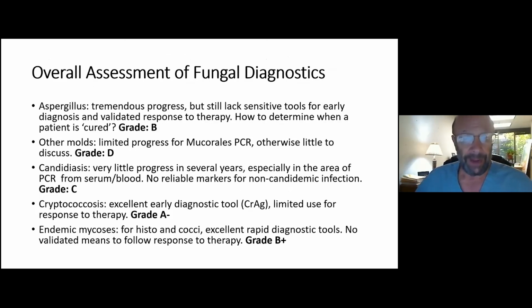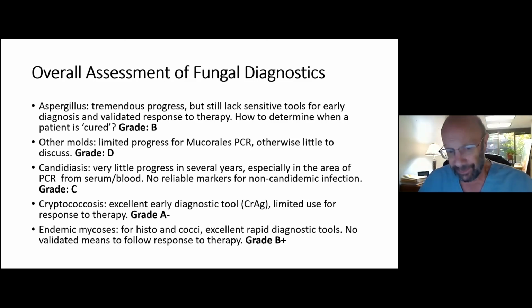So if I were to grade these, I would say with Aspergillus, we're probably at a B. We still lack sensitive tools for early diagnosis and validated response to therapy. So you can't really know using these assays when a patient is cured or not. I give it a B. For the other molds, Mucorales notwithstanding, not much progress. I give it a C.